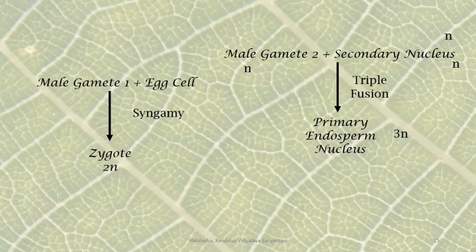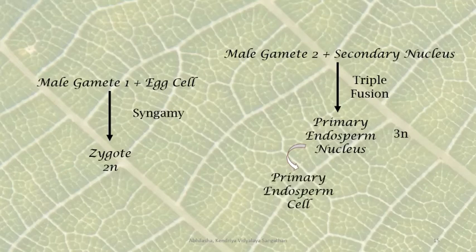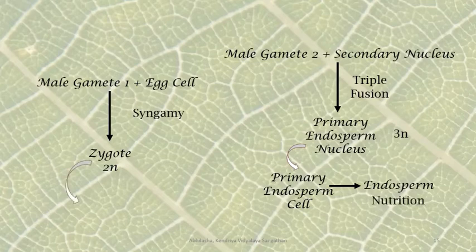The central cell with the primary endosperm nucleus is now known as the primary endosperm cell. It is triploid and will form the endosperm later. This endosperm will provide nutrition to the developing embryo. Where does the embryo come from? From the zygote. What is the ploidy level of the zygote? Take a look and find yourself.